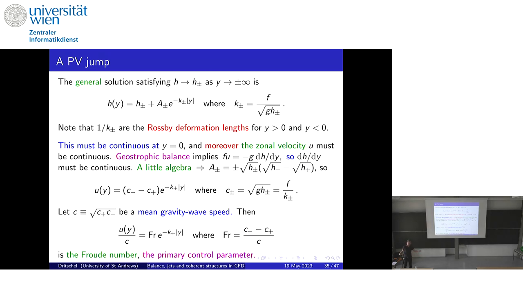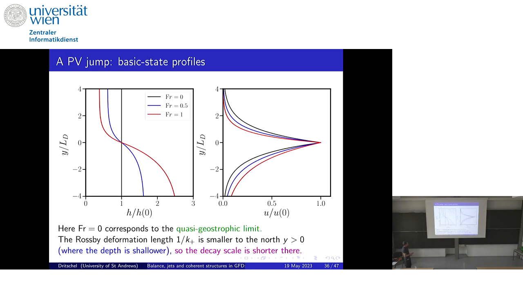u is a velocity, and there's one scale for speed in the problem, which is c. You could choose either c plus or c minus. You could also take the geometric mean. That's what we took in this paper, and it's kind of nice when you do that. Here are the speeds. This is u divided by the maximum value, which is c times the Froude number, so you can show all plots on one diagram.